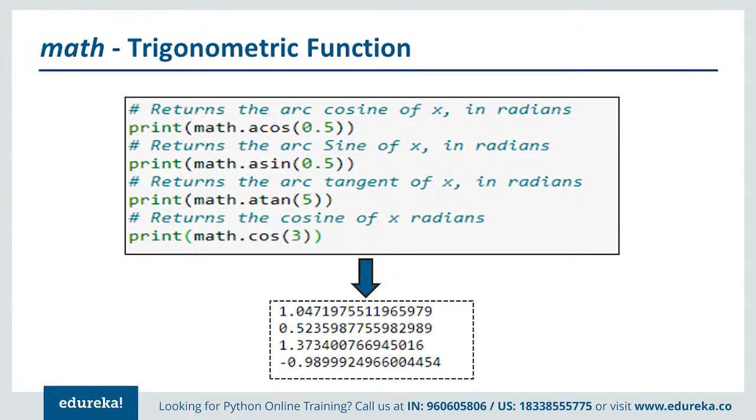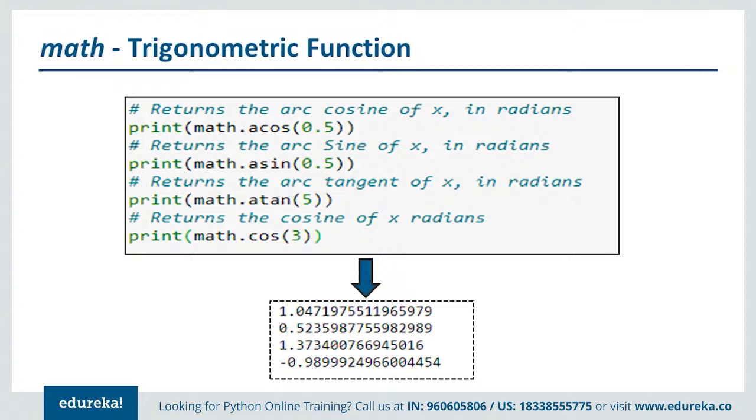Now some trigonometric functions are also available here. We have arc cosine. If we want to get the arc cosine of x, we can give a value like 0.5, and the value will be calculated accordingly. Then arc sine, arc tangent, and cosine, tangent, sine, all these different functions are available. It will take an argument from you, and depending on the argument the return value will be returned to you. This is because we want to perform these kinds of calculations.